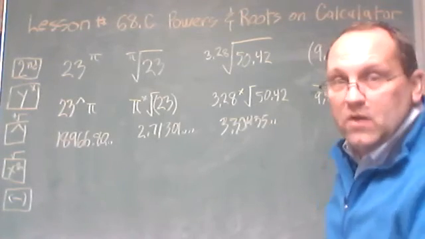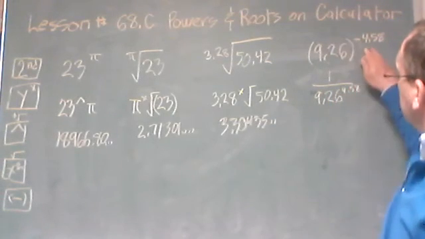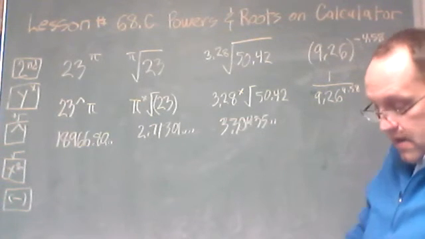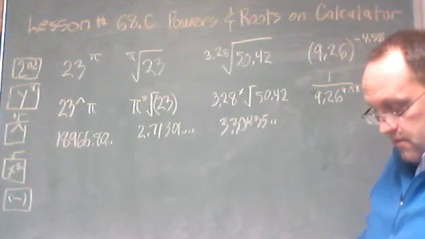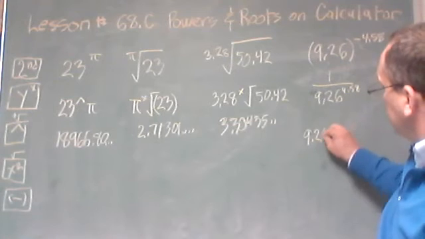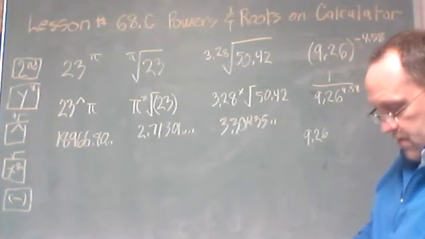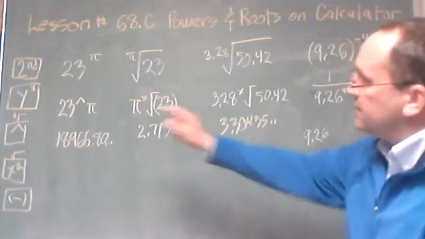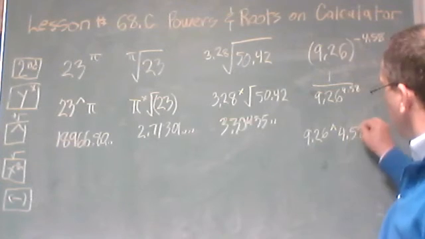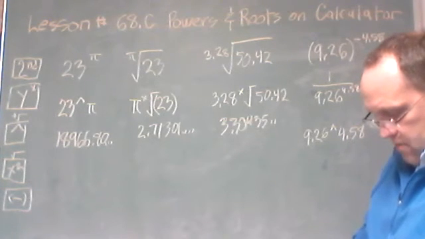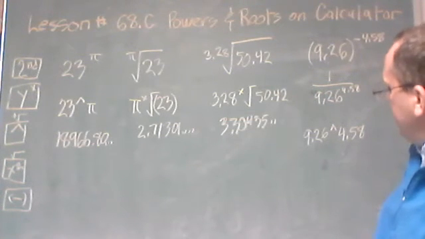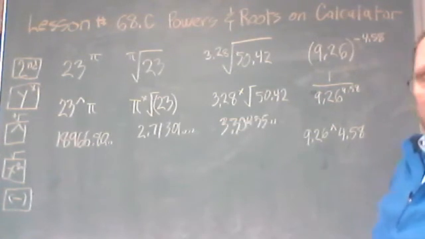Okay, so what will it be? It will be the inverse of 9.26 to the 4.58 power. How can I do that on my calculator? Okay, I can do that by typing in 9.26. I'm going to hit my caret symbol. I'm going to raise it to the 4.58 power.